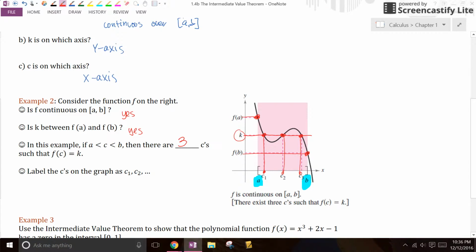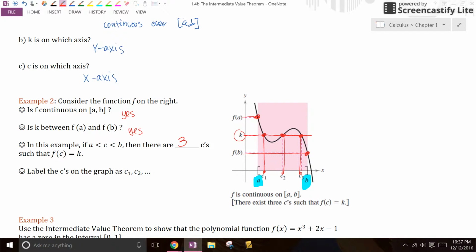But that's all this theorem says: there are some c's that exist between a and b if k is between f of a and f of b. That's all it says. And of course, it has to be continuous over the closed interval. So you say, wow, yeah, that seems kind of obvious, but maybe not. And so that's a theorem that we have to be able to use later on when we're trying to find some stuff. So that's the theorem.